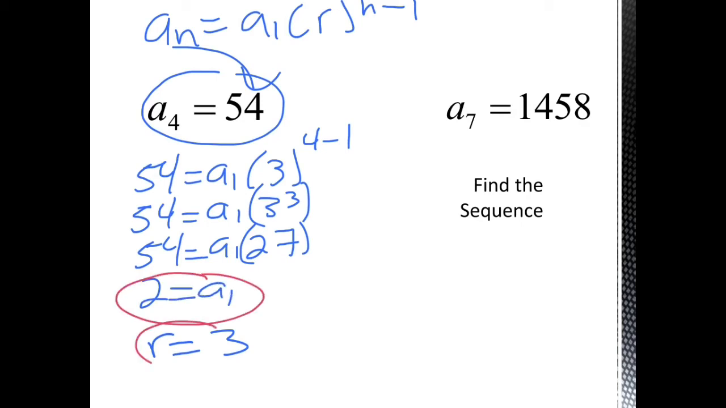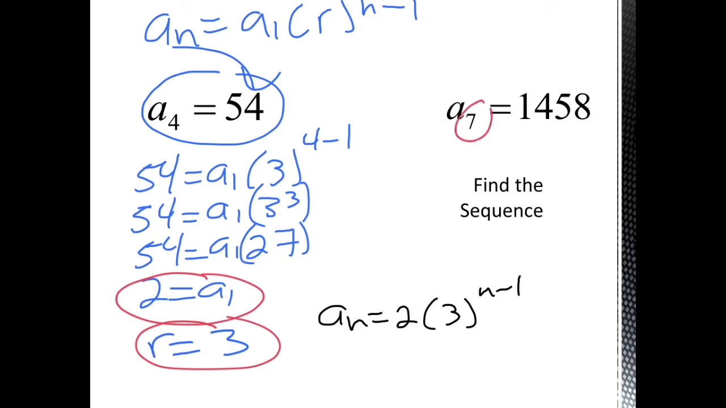I know a1, I know r, so my equation is going to be 2 times 3 to the n minus 1 power. Now one quick check we can do is if I plug in a 7 for my n value, do I in fact get 1458? If you don't, you want to go back and check your math to see if your equation is right. If you do, that means that you have gotten the correct equation.